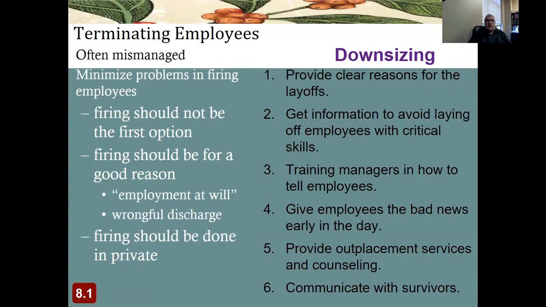Terminating employees is often mismanaged. In order to minimize problems, firing should not be the first option. Firing should be for a good reason: employment at will, wrongful discharge. Employers used to hire and fire employees under the legal principle of employment at will, which allowed them to fire employees for a good reason, bad reason, or no reason at all. Wrongful discharge is a legal doctrine that requires employers to have a job-related reason to terminate employees. Termination decisions should be made on the basis of job-related factors, such as violating company rules or consistently poor performance.